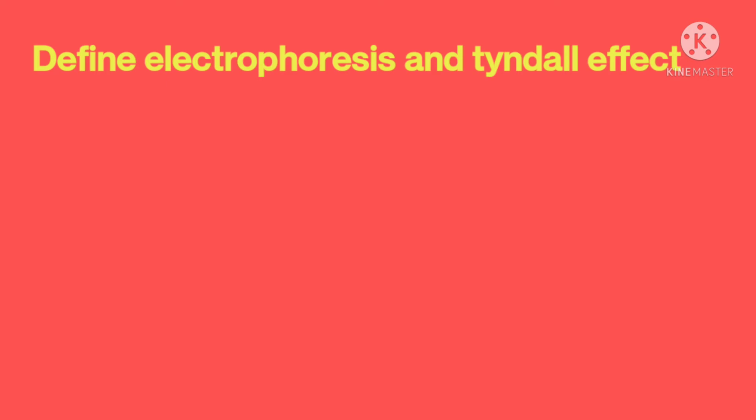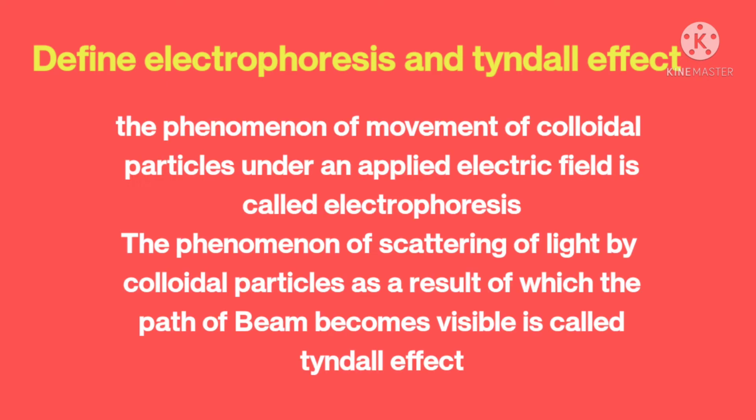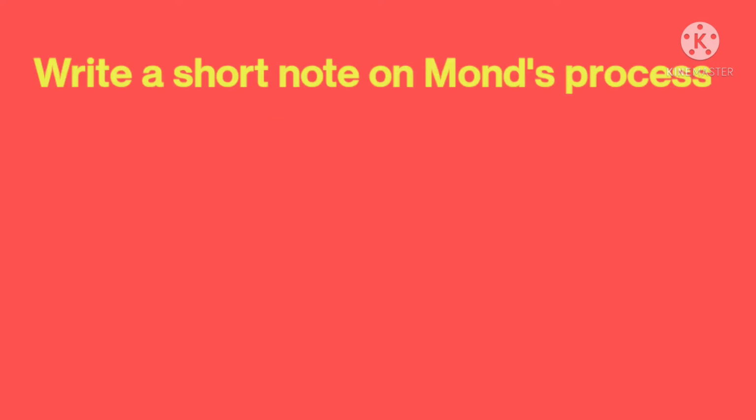Define electrophoresis and Tyndall effect. The phenomena of movement of colloidal particles under an applied electric field is called electrophoresis. The phenomena of scattering of light by colloidal particles as a result of which the path of beam becomes visible is called Tyndall effect. Write a short note on Mond's process.